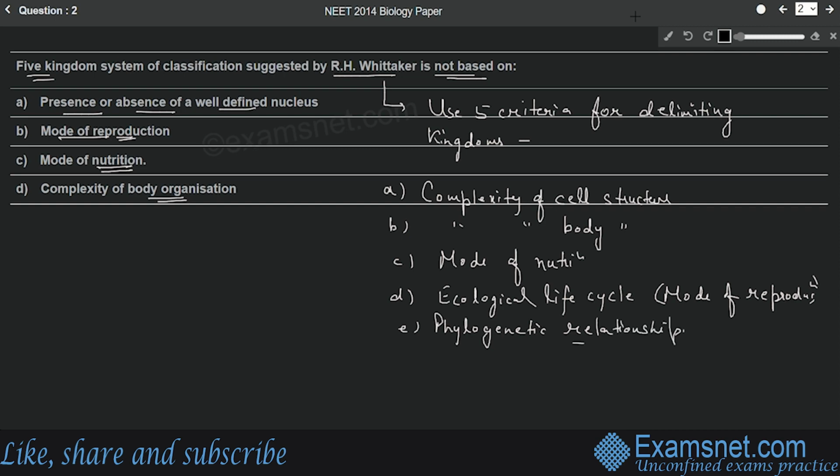So as we can see, mode of reproduction, mode of nutrition, and complexity of body organization were considered. So the only option that will not be the basis of criteria used by R.H. Whittaker will be presence or absence of a well-defined nucleus. So option A will be the correct answer.